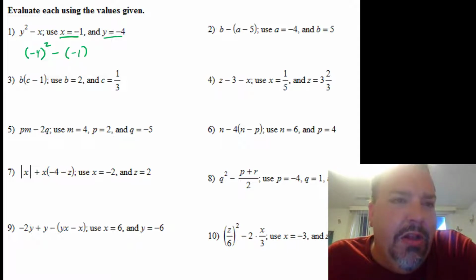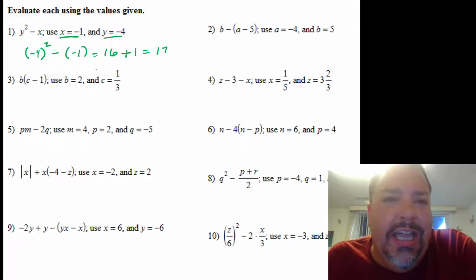And then we can just follow the order of operations, PEMDAS, negative 4 squared is going to be negative 4 times negative 4 is 16. And then we do that first, and here we're doing subtraction. Actually, we got 2 negatives, so that's the same as adding the opposite. So 16 plus 1, we get a 17.